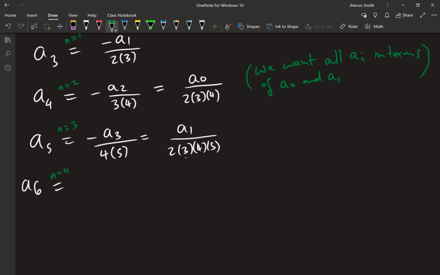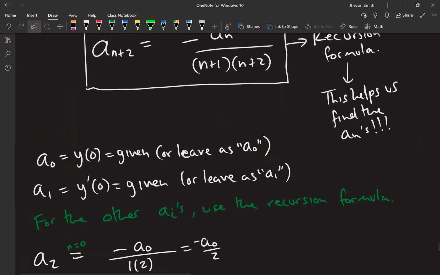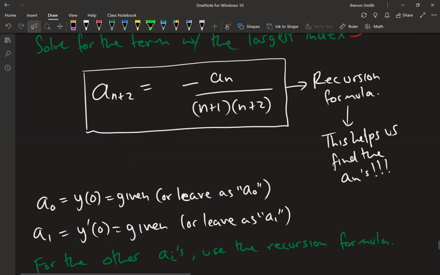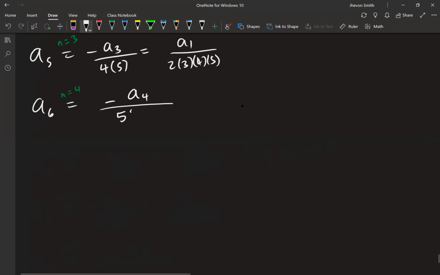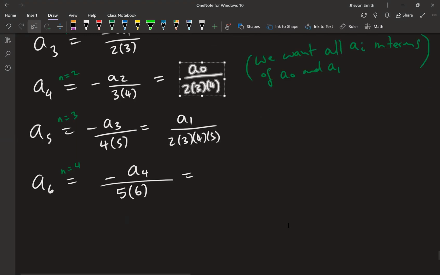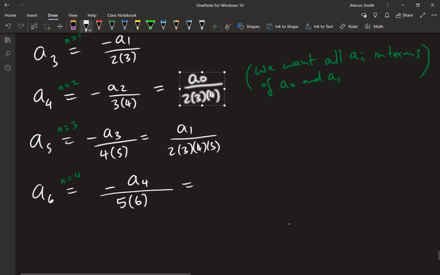If I do n equals 4, that would give me A6. So go up here, plug in n equals 4. That gives me A6 on the left. On here, it gives me minus A4 over 5 times 6. Don't want that in terms of A4. So then I'm going to replace this A4 with up here. A4 was actually A0 divided by 2 times 3 times 4. So this becomes A0 divided by 2 times 3 times 4 times 5 times 6. And hopefully you're already seeing a pattern here.